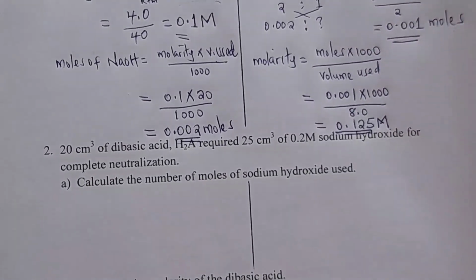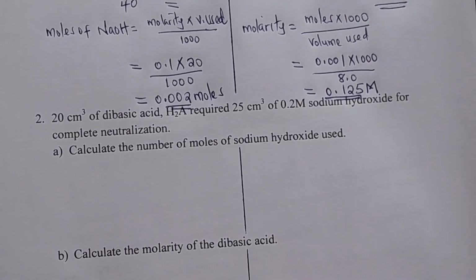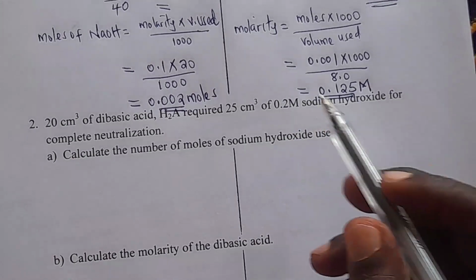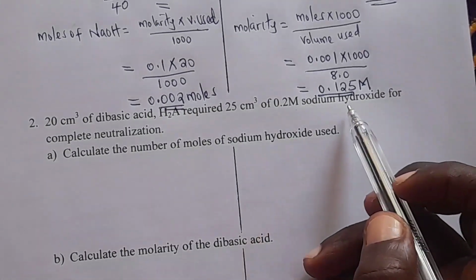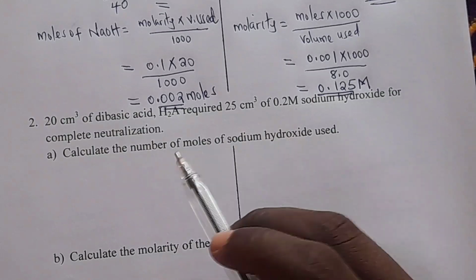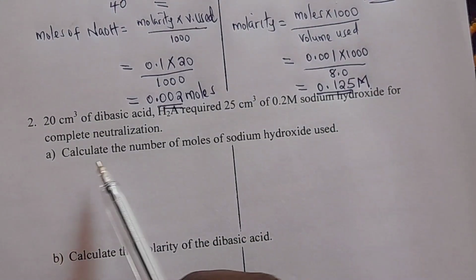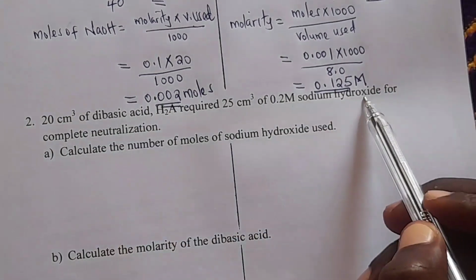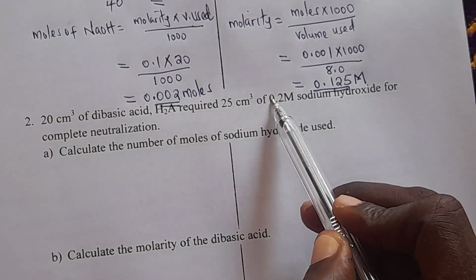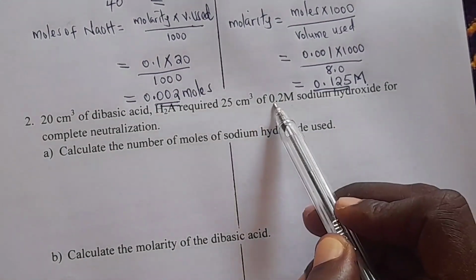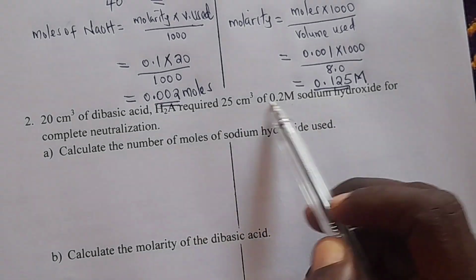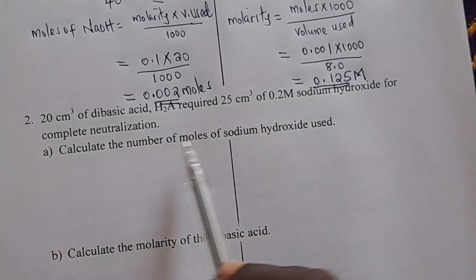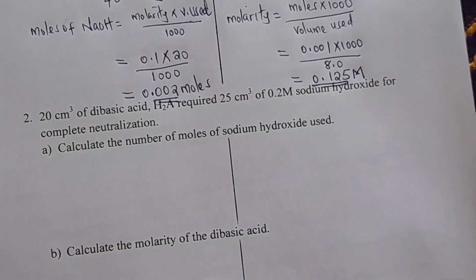So question number 2, we are told 20 centimeter cube of dibasic acid H2A required 25 centimeter cube of 0.2 mole sodium hydroxide for complete neutralization. So for part A, we are told to calculate the number of moles of the sodium hydroxide used. So here I have dibasic acid and I have sodium hydroxide. The molarity of sodium hydroxide is given, and its volume is given. So that means sodium hydroxide is the standard solution here, and the dibasic acid is the analyte.